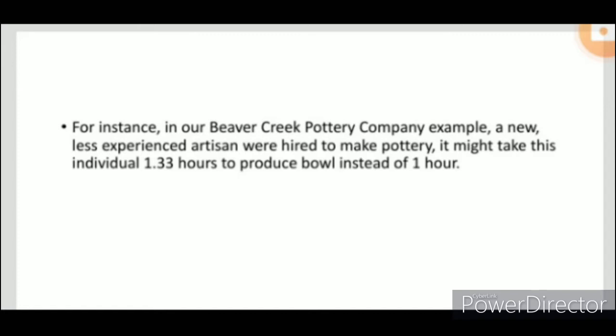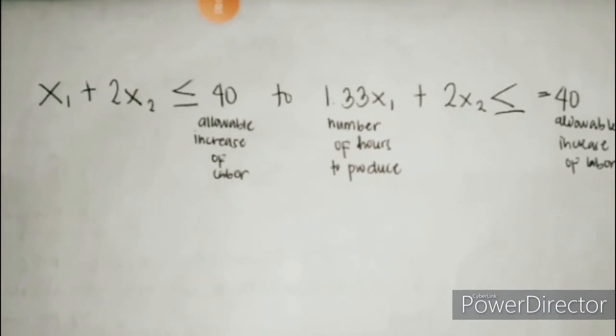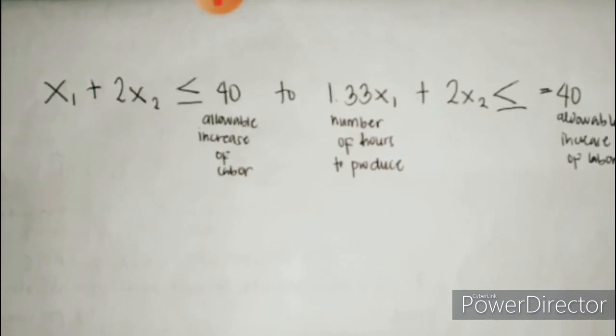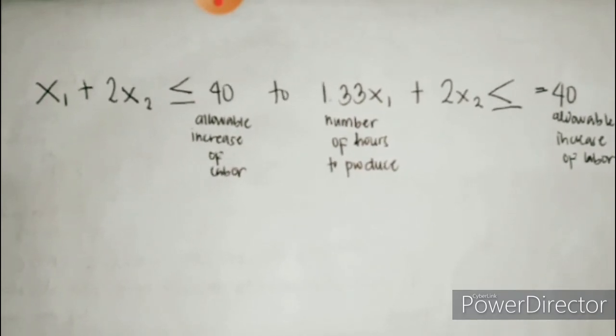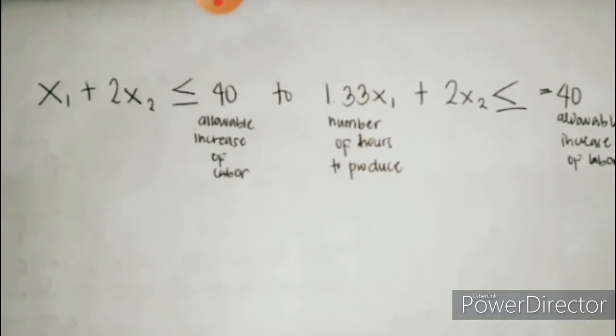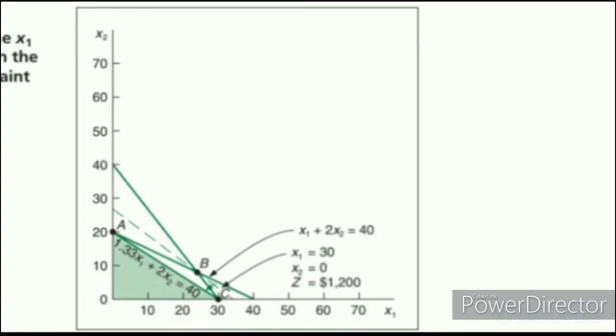For instance, in our Beaver Creek Pottery Company example, a new, less experienced artisan was hired to make pottery. It might take this individual 1.33 hours to produce a bowl instead of 1 hour. The labor constraint for this problem will change from x sub 1 plus 2x sub 2 is less than or equal to 40 to 1.33 x sub 1 plus 2x sub 2 is less than or equal to 40.